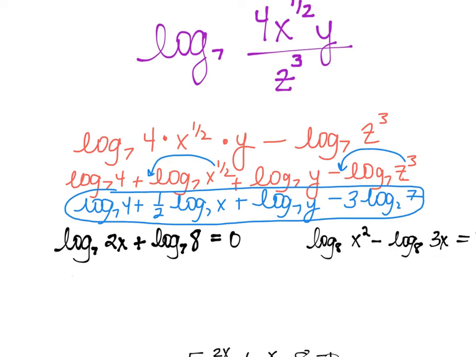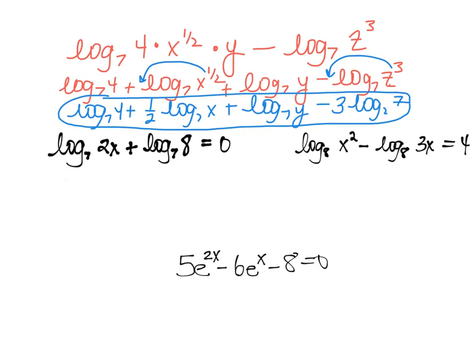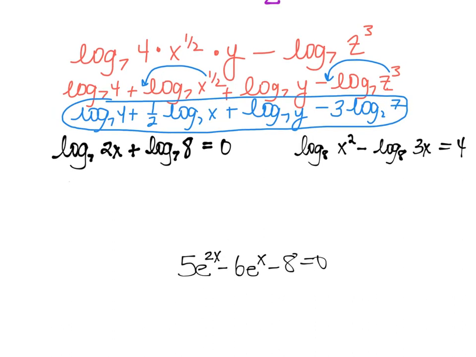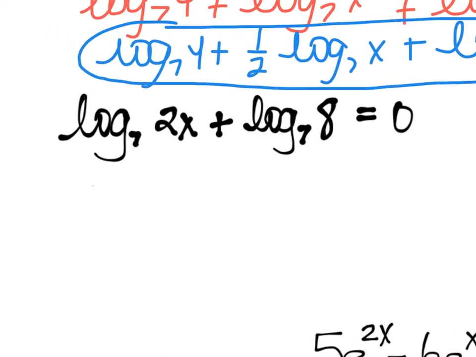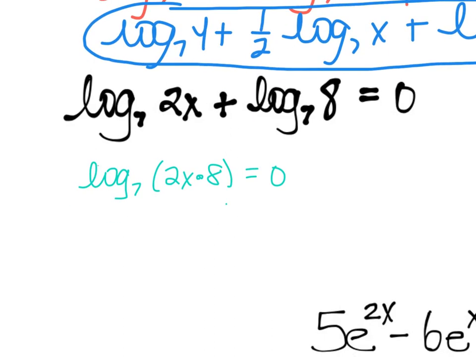Very easy. Now, if we have something like these two where we have to solve, this threw a lot of you for a loop on your quizzes. I cannot cross off the log 7s because they're the same. What do I have to do? I have to condense them. How would I condense these 2 logs right now? Okay, so you're going to write log 7 of what? 2x times 8. The 2x times 8, and that equals what? 0. So this is log 7 of 16x equals 0.